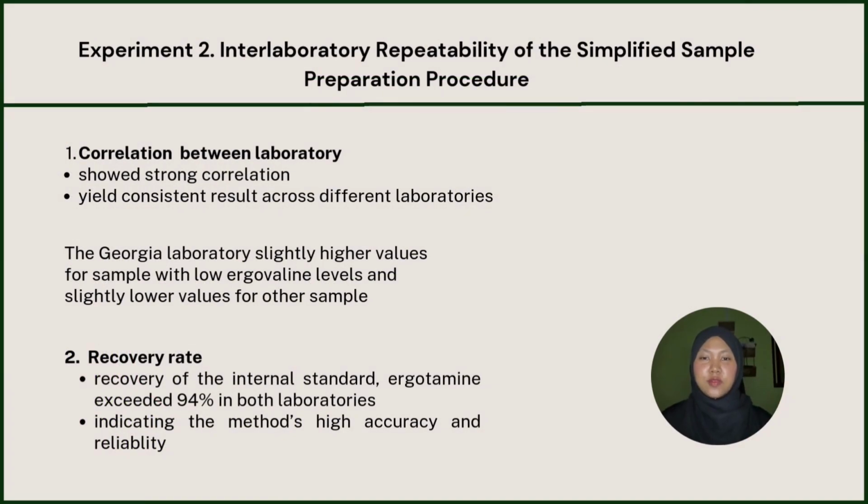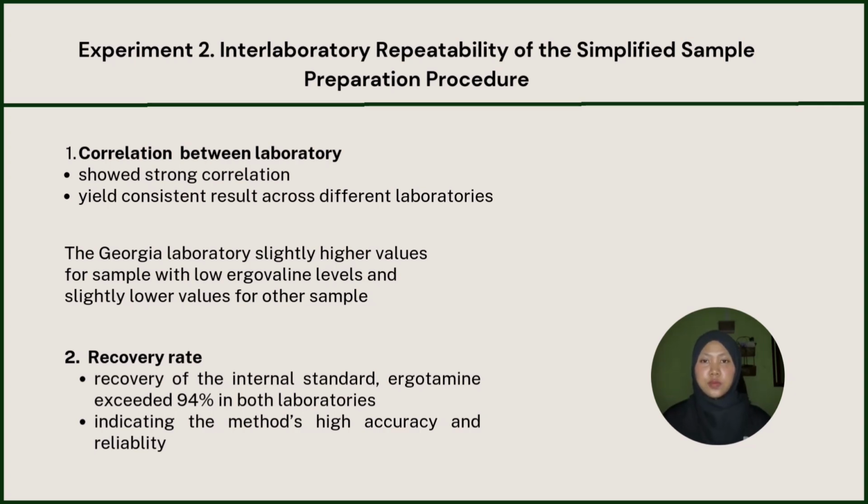Now I will talk about the results for the second experiment, which is the interlaboratory repeatability of the simplified sample preparation procedure. The correlation between laboratories. The ergovaline level measured in tall fescue straw sampled by the Georgia and Missouri laboratories shows a strong correlation as indicated by the regression analysis. This demonstrated that the simplified sample preparation procedure yields consistent results across different laboratories.